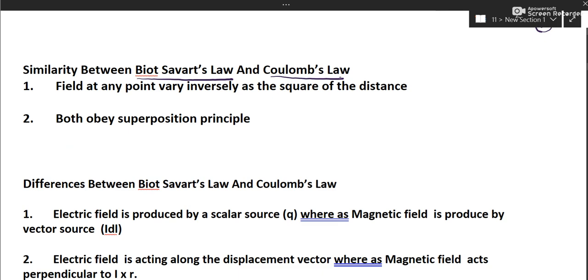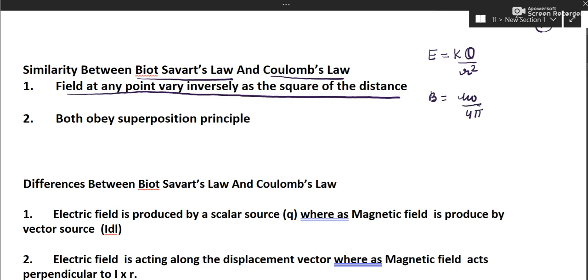What are the similarities? The field at any point varies inversely as the square of the distance, right? So electrostatic field can be written as, we know it, kq by r square. And magnetic field, today only we have seen in this video, is equal to mu naught by 4 pi, which is k again, into I dl sin theta by r square. So field is inversely proportional to the square of the distance. Both the electrostatic field and the magnetic field vary inversely as the square of the distance. So this is one similarity.